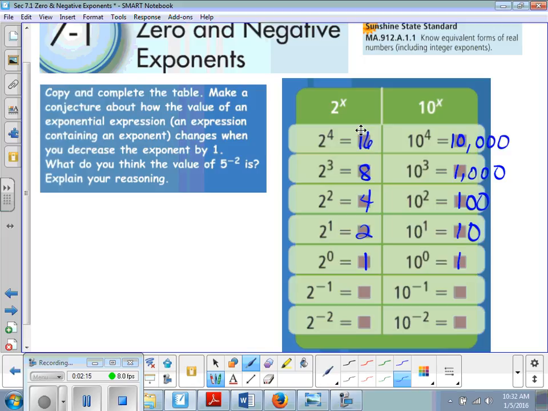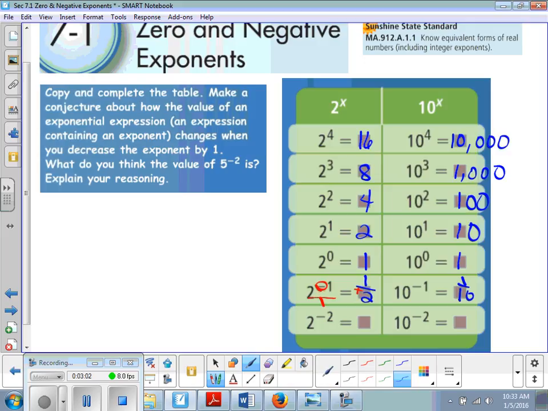Again, dividing by 2 each time. So, what would this be? You flip it into a fraction, and then you're still dividing by 2, right? So if you look at that, if we put this over 1, we flip it, and then the exponent becomes positive. You see? So on this side, what would this be? 1 over 10. You got it?